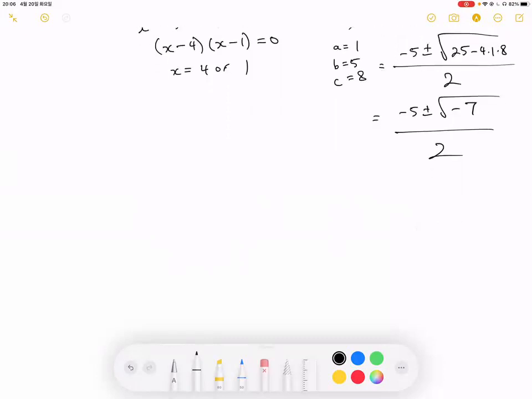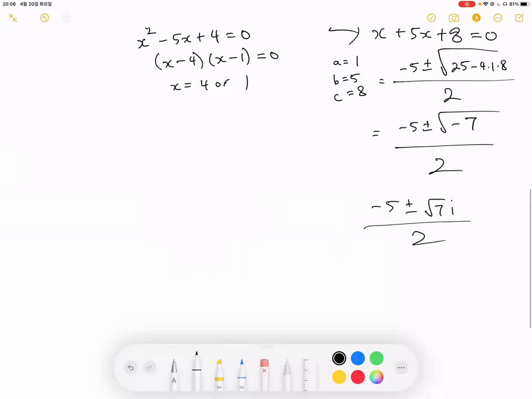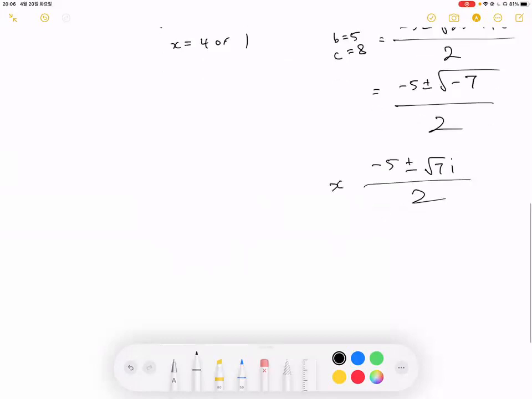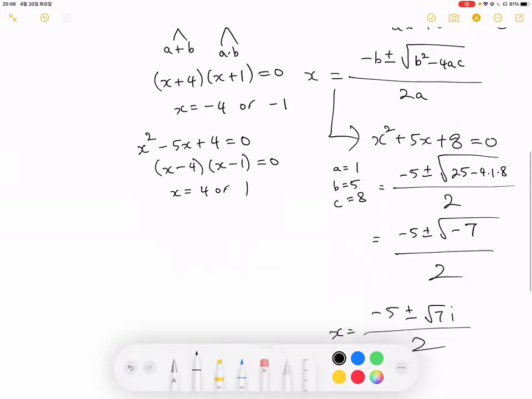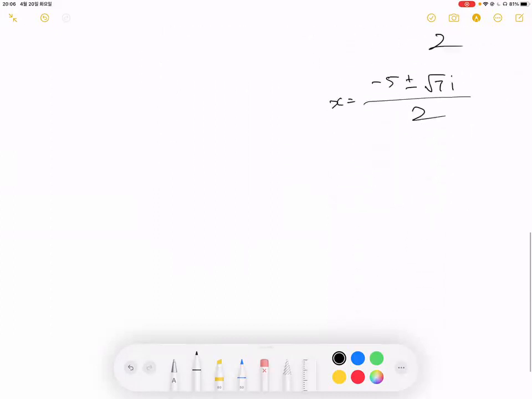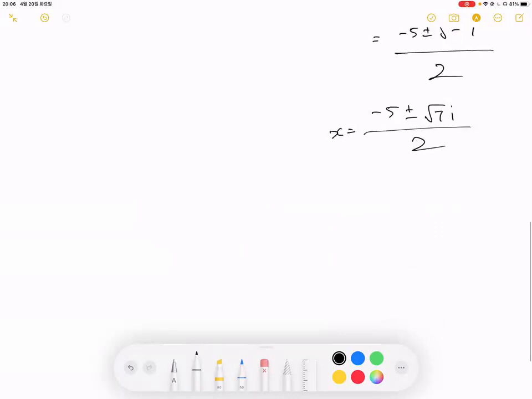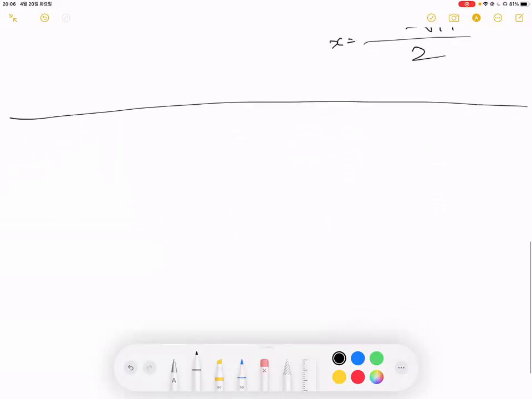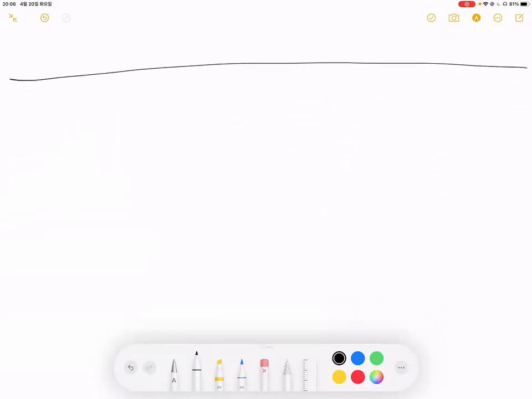So the answer to this would actually be just -5/2 plus or minus root 7 i over 2, and then, yeah, that's equal to x. So I know this is not a very pretty problem, but hopefully you guys can understand what's going on and apply the quadratic formula into situations that are not factorizable. Okay, so let's move on to quadratic functions.